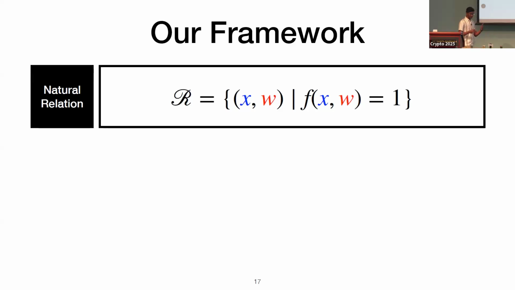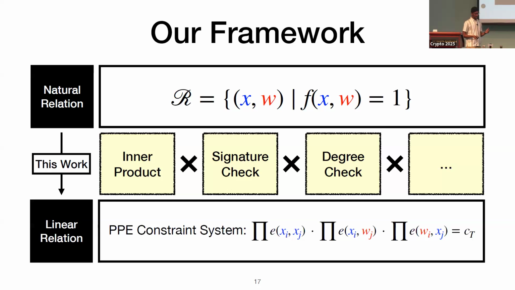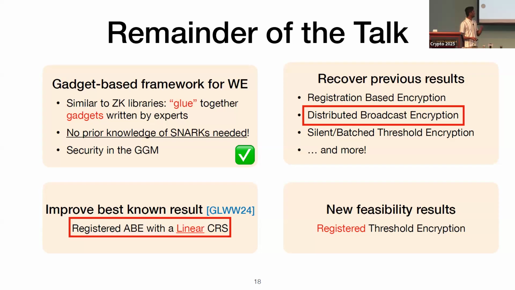So if you want to use our framework, you come up with this natural relation. You express it as a product of our gadgets. And then our compiler is going to take over, translate it to the linear relation, and actually give you the witness encryption. Okay? So I've told you about the framework. For the remainder of the talk, I'm going to show you how to use our framework to build distributed broadcast encryption. And I'll show you our construction for registered ABE with the linear size CRS.